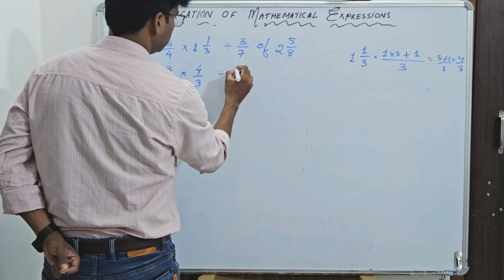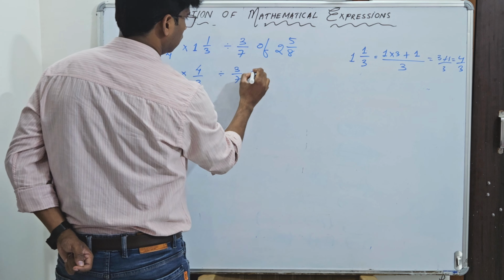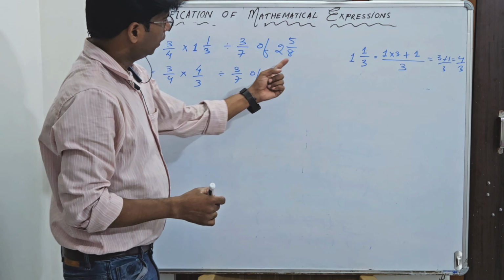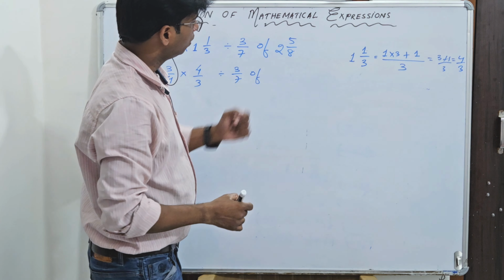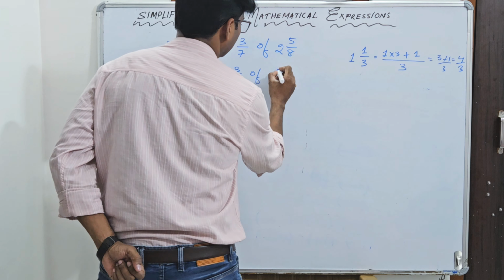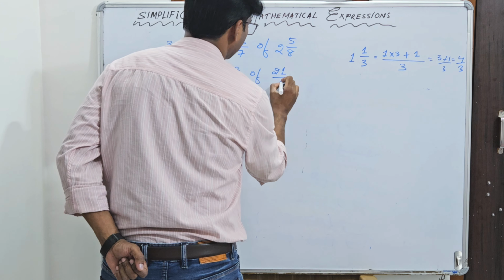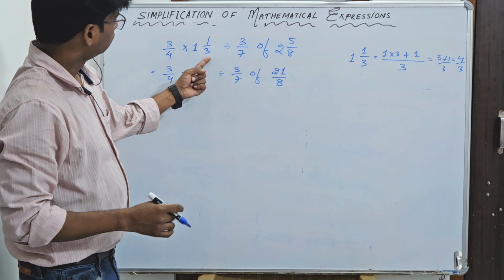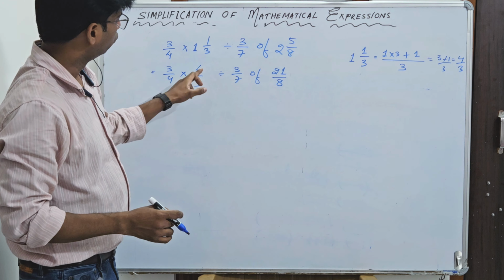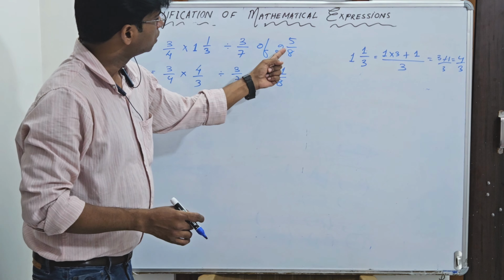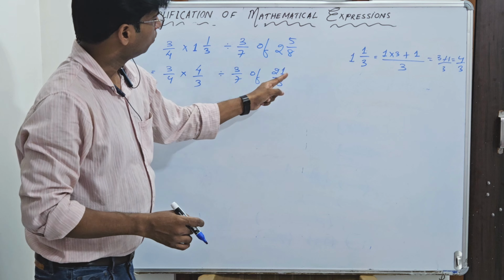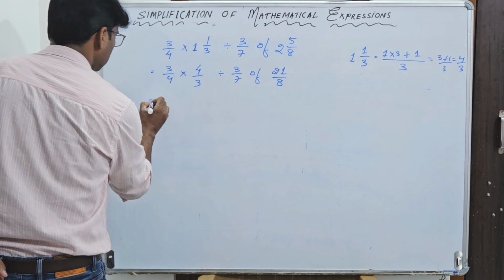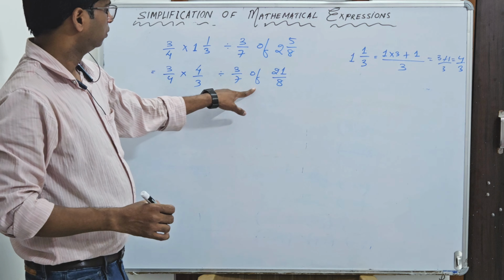Now divided by what? 3 by 7 of 2 whole 5 by 8. Now 8 2s are 16. 16 plus 5 how much? 21. So 21 by 8. This much understood? Here also 3 1s are 3 plus 1, 4 by 3. Here 8 2s are 16, 16 plus 5 how much? 21. 21 by 8.